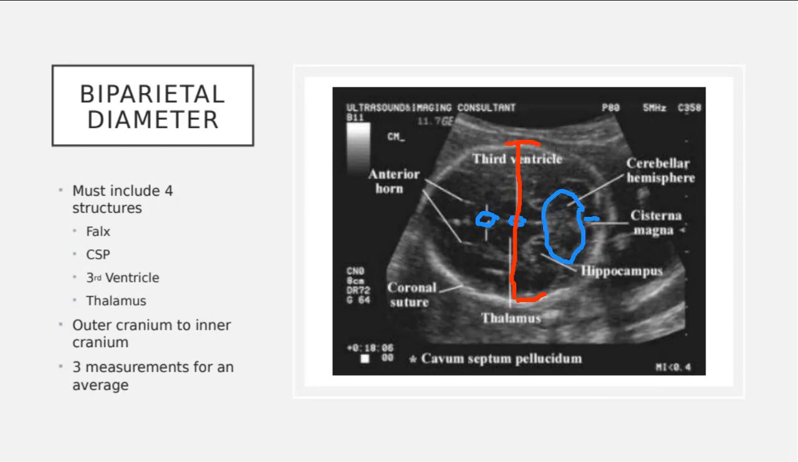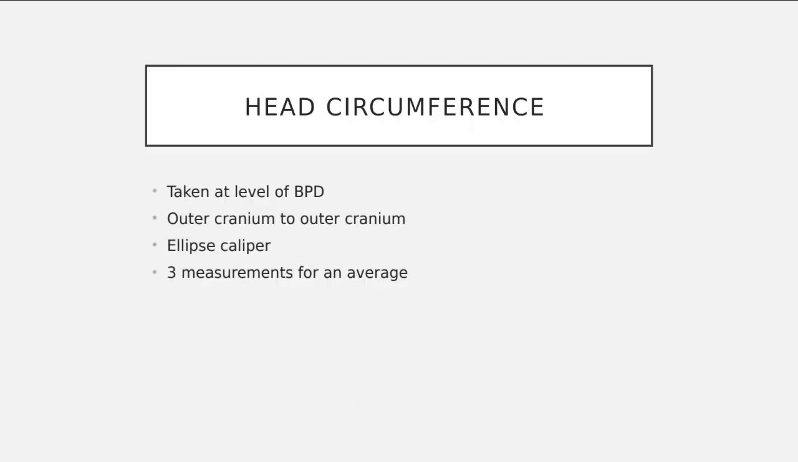That is super, super important. Measuring from outer to inner. So outer anterior to inner posterior. Head circumference, ellipse measurement. With this, we're taking outer to outer. So we are including the cranium in this head circumference.